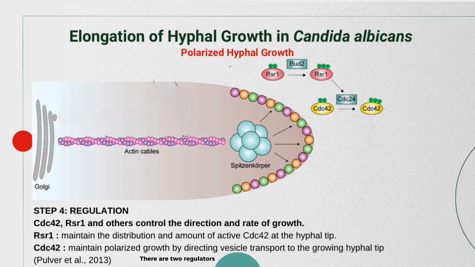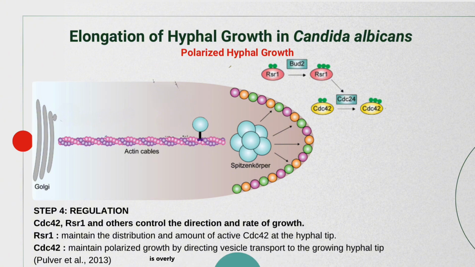There are two regulators that are largely involved in the regulation part, which are RSR1 and CDC42. RSR1's function is to control the distribution of CDC42 and vesicles at the hyphal tip. Meanwhile, CDC42 controls the direction of hyphae and affects how hyphal cells grow. So how do these two regulators function? BUD2 will deactivate RSR1 to keep the growth process at the hyphal tip in balance and ensure that the cell grows in the right direction.